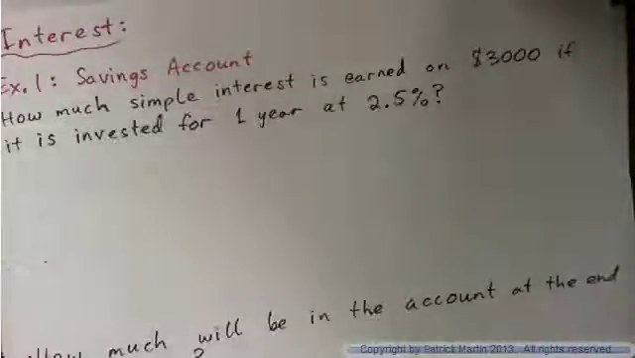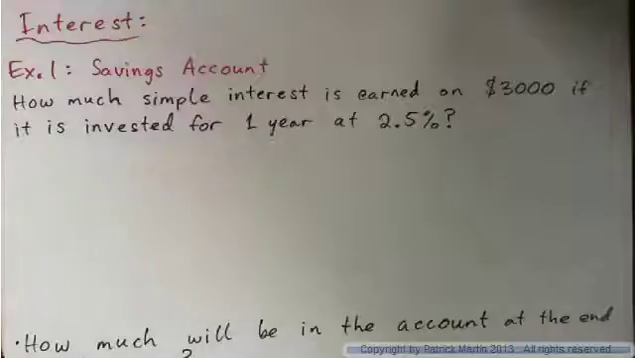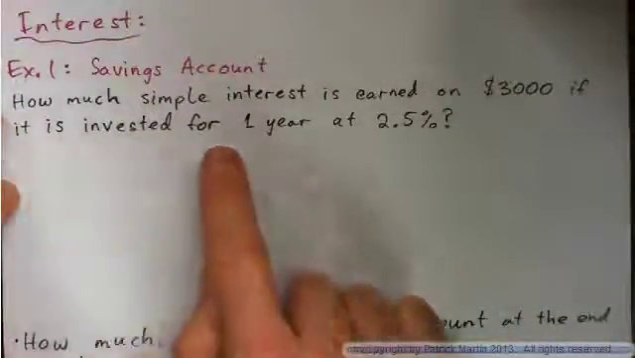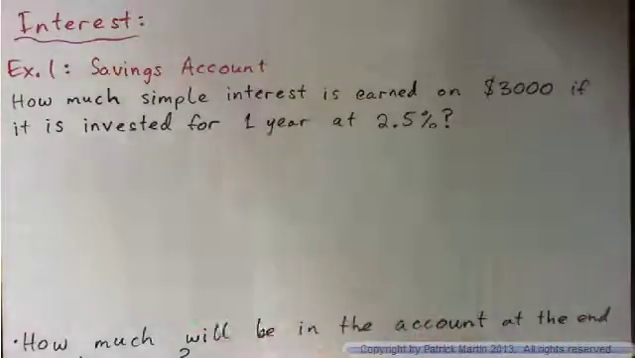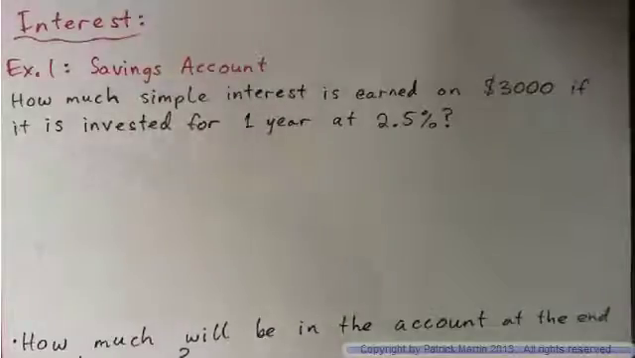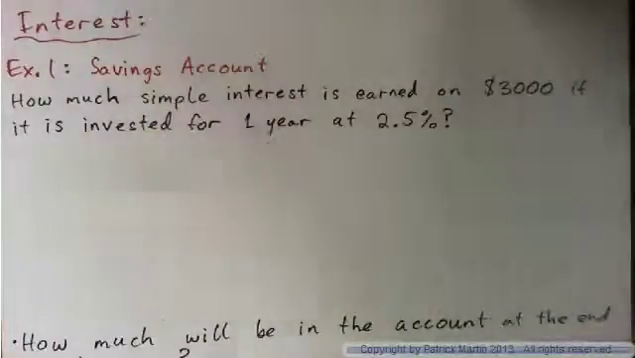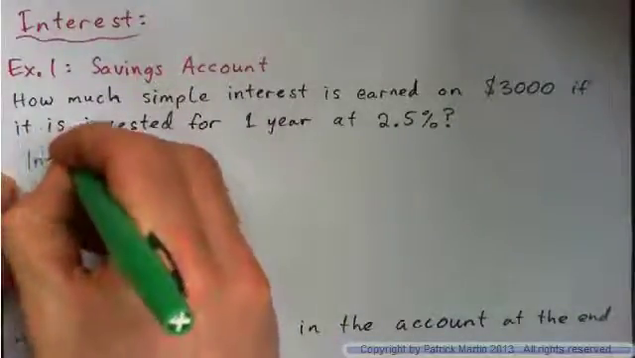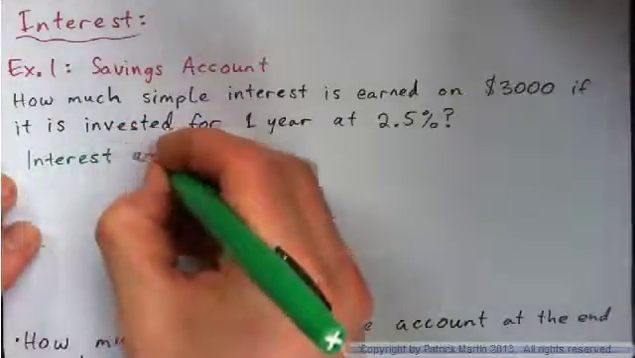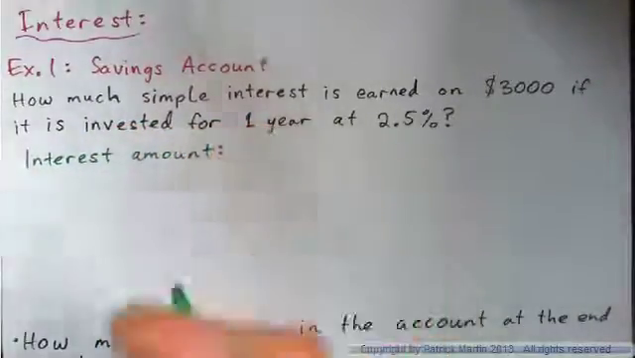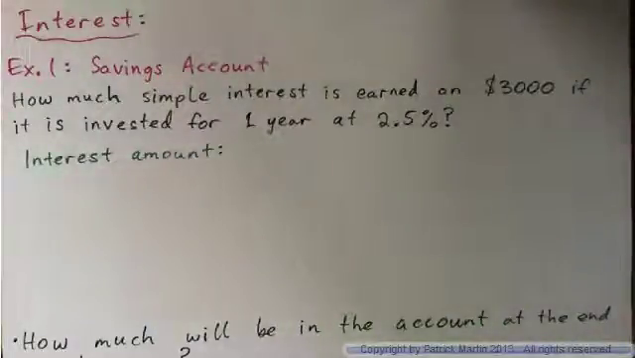Okay, so example 1, savings account. How much simple interest is earned on $3,000 if it is invested for 1 year at 2.5%? What that means is at the end of 1 year, the account earns 2.5% of what was in it. So if there's $3,000 in there, what is the interest amount going to be? What do you think? How would you calculate the interest amount?